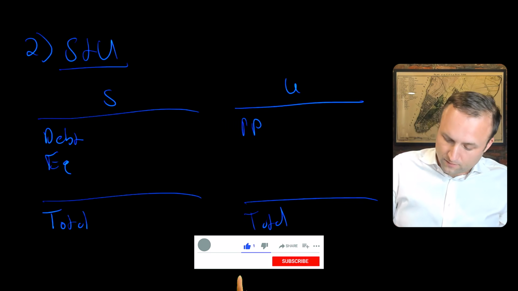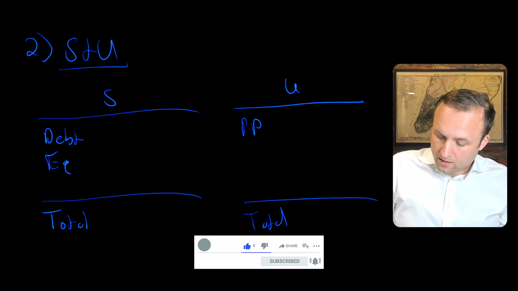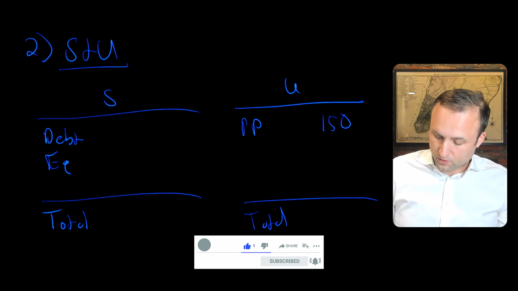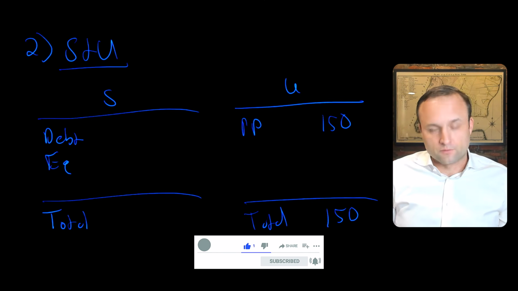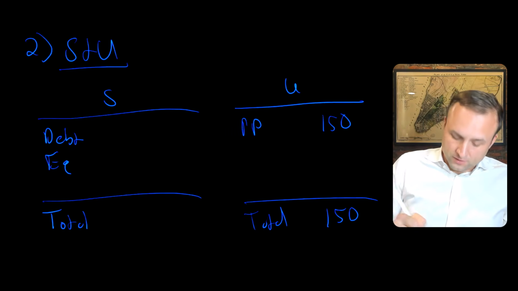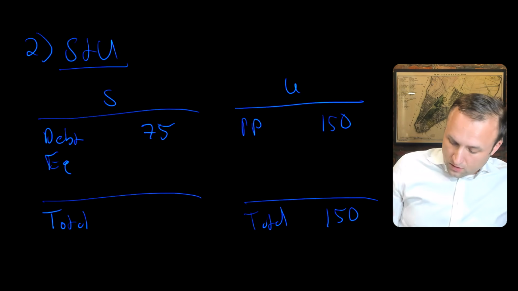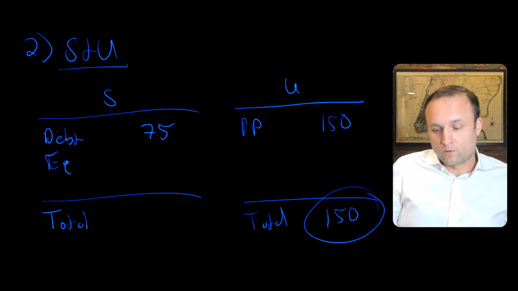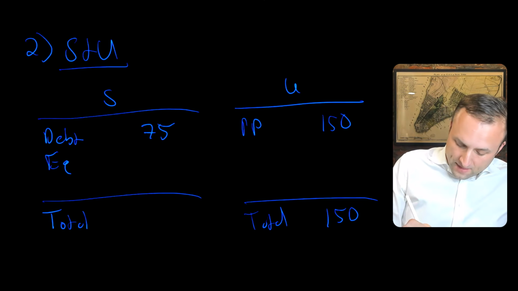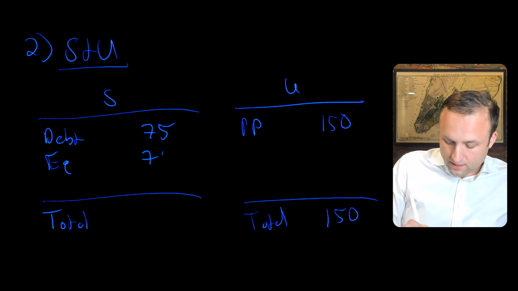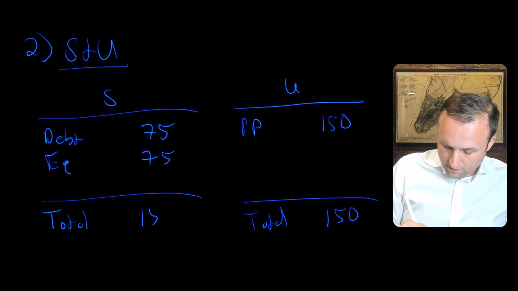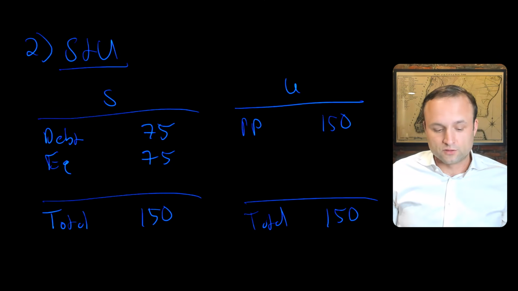In this case, we have a purchase price, an enterprise value of $150, and then a total uses of $150 because there's no fees or anything else to handle here. As we saw, we have $75 of debt. So if we're purchasing something for $150 and we have $75 of debt, that means that the remainder has to be funded with equity. So we have $75 of equity for a total of $150. That completes the sources and uses.